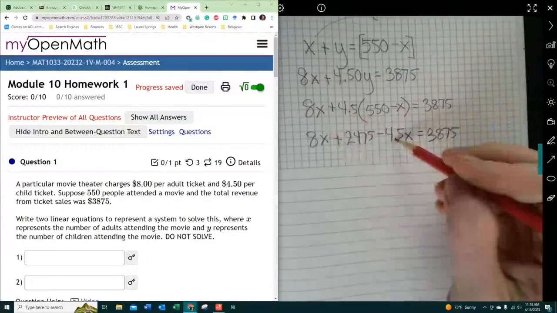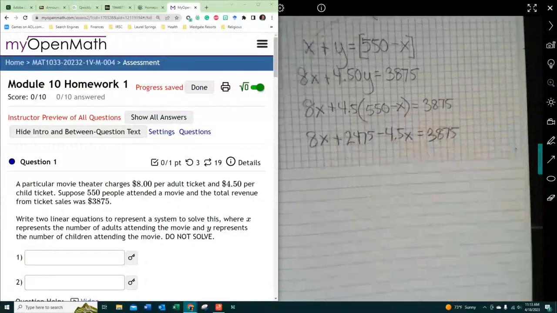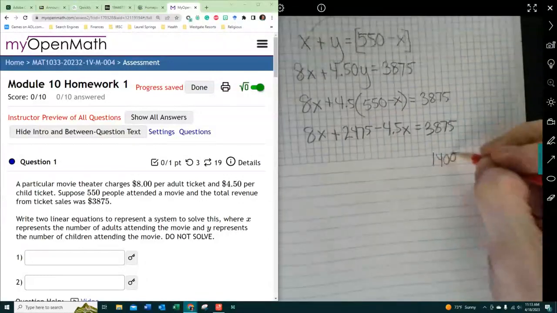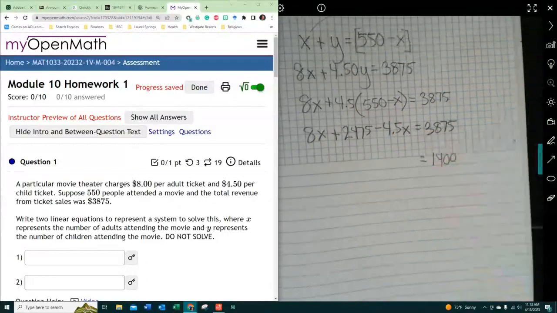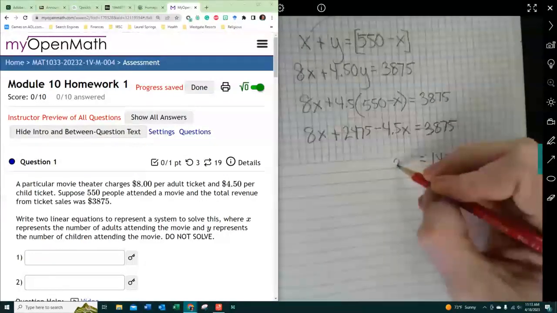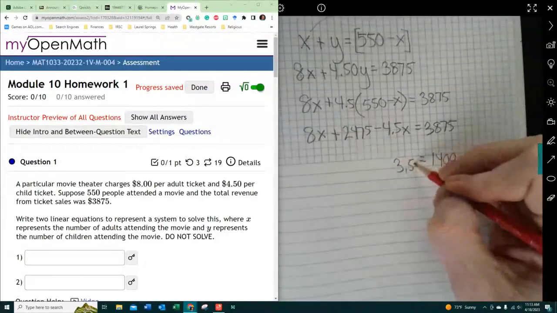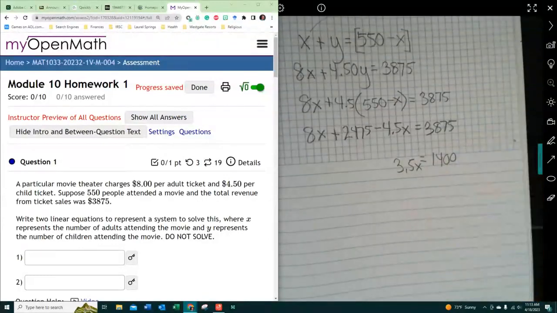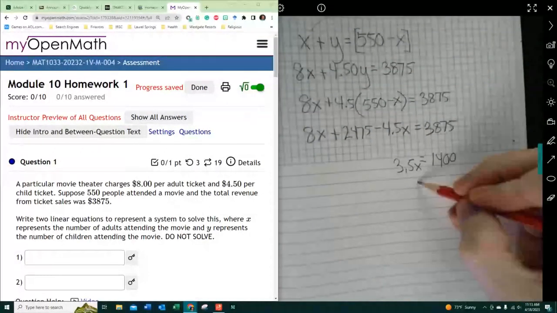Now we're going to just subtract this from this and subtract that from that. So take the 3,875 minus the 2475. That's kind of easy. You get 1,400. And then take 4.5 away from 8, which is 3.5. And now take the 1,400 and divide it by 3.5. And so x equals 400.